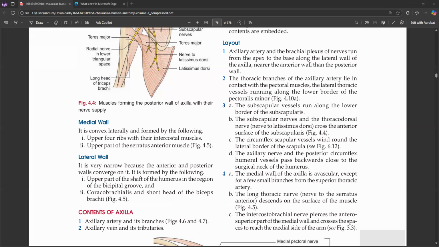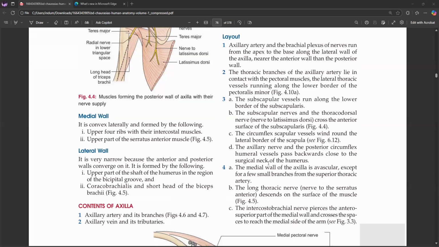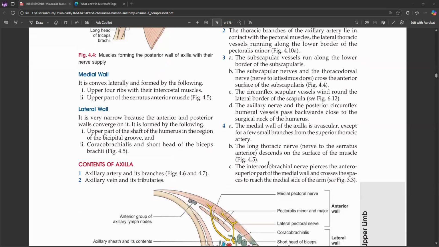Figure 4.10a. Number 3. A part. The subscapular vessels run along the lower border of the subscapularis. B part. The subscapular nerves and the thoracodorsal nerve to latissimus dorsi cross the anterior surface of the subscapularis, figure 4.4. C. The circumflex scapular vessels wind around the lateral border of the scapula, see figure 6.12. D. The axillary nerve and the posterior circumflex humeral vessels pass backwards close to the surgical neck of the humerus.